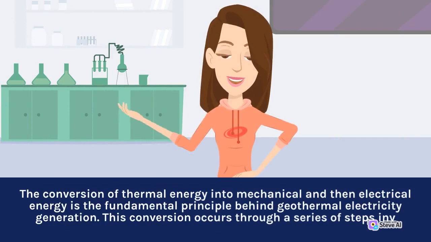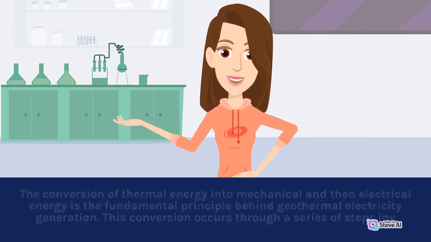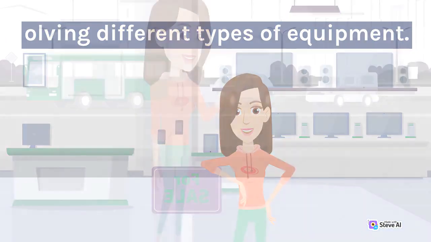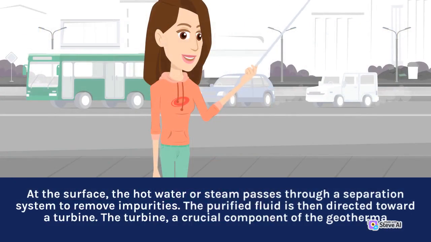The conversion of thermal energy into mechanical and then electrical energy is the fundamental principle behind geothermal electricity generation. This conversion occurs through a series of steps involving different types of equipment. At the surface, the hot water or steam passes through a separation system to remove impurities. The purified fluid is then directed toward a turbine.